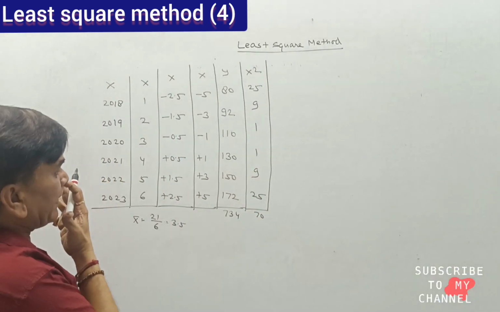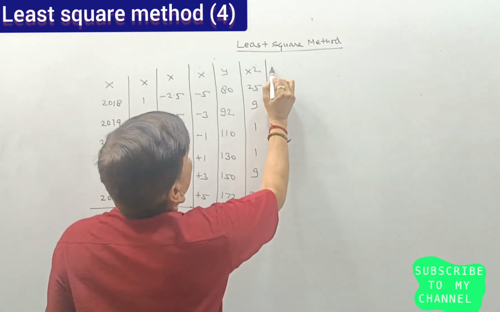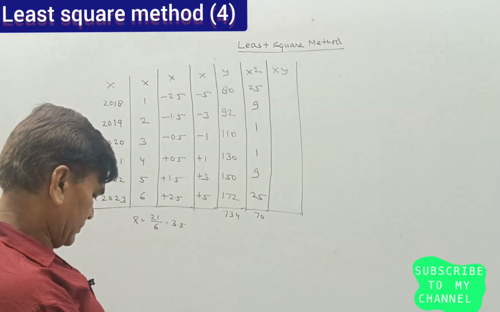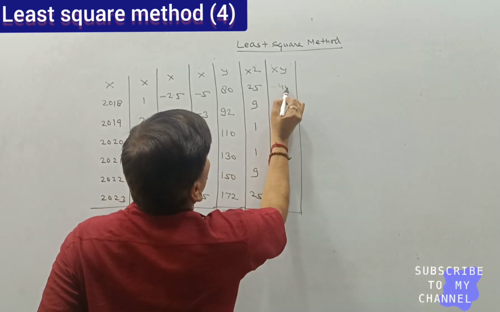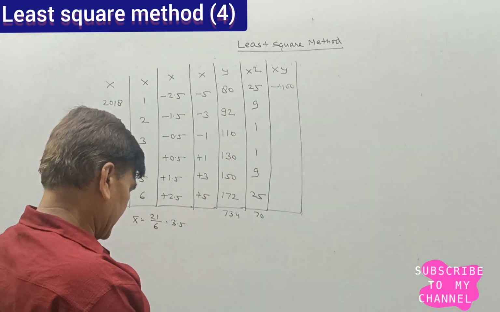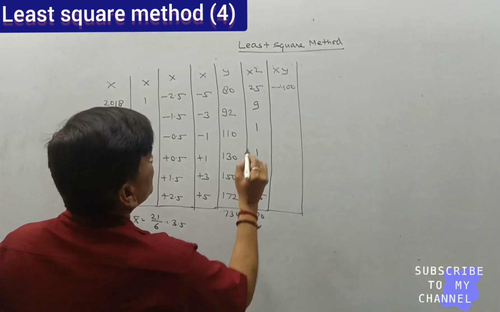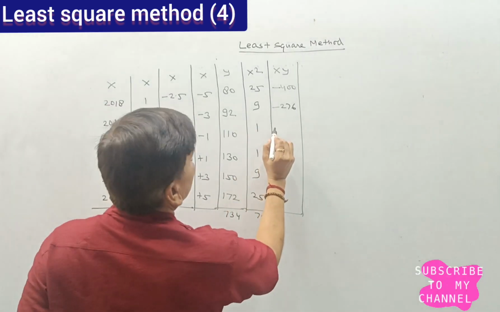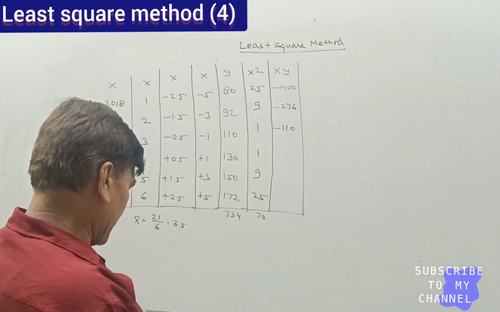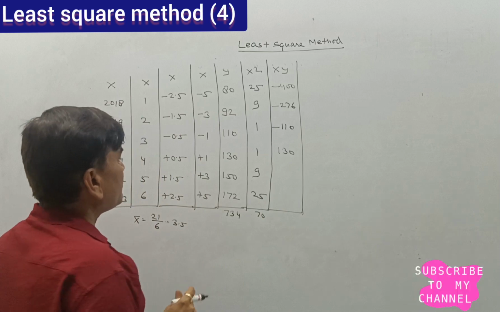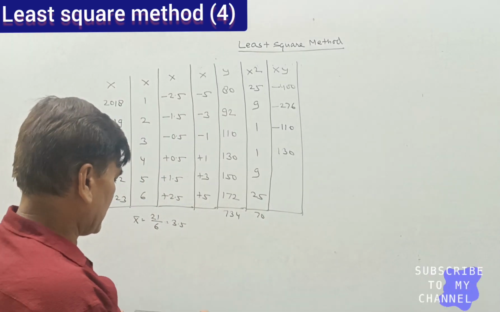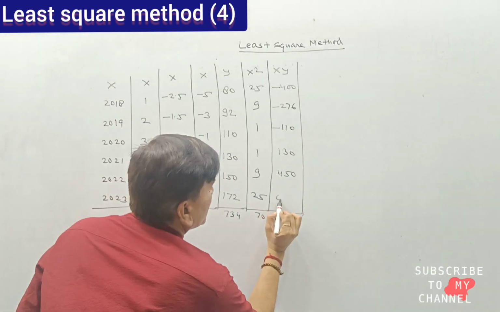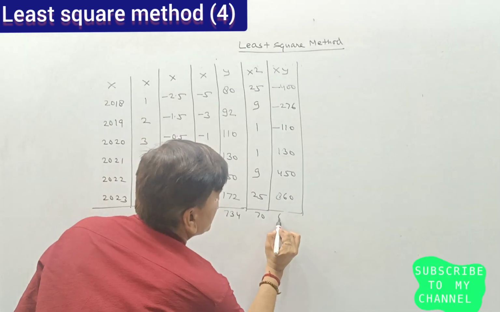xy value is required, y is given. So for xy: first, 80 multiplied by minus 5 is minus 400. 92 multiplied by minus 3 is minus 276. 110 multiplied by minus 1 is minus 110. 130 multiplied by 1 is plus 130. 150 multiplied by 3 is plus 450, and 172 multiplied by 5 is also plus 860. So the result is 654.